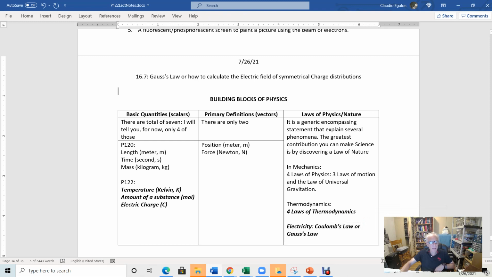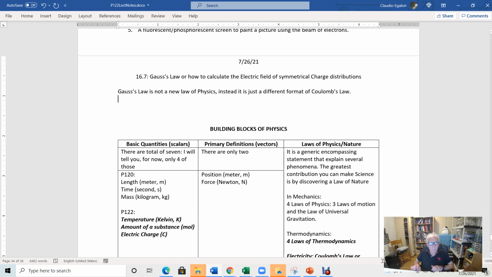Okay, so let's write that down here. Gauss's law is not a new law of physics. Instead, it is just a different format of Coulomb's law. And you need to understand that.